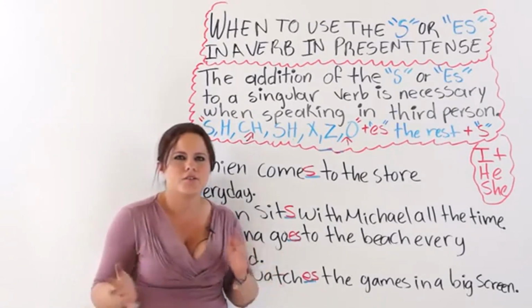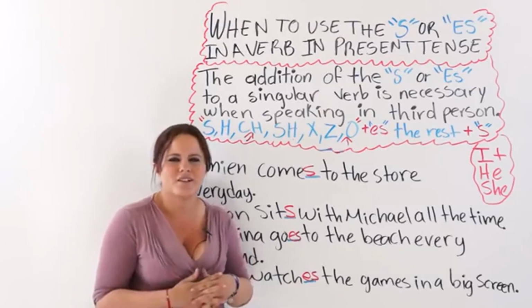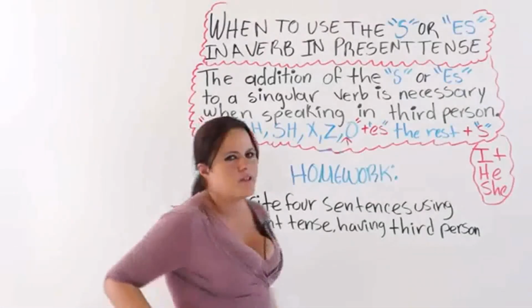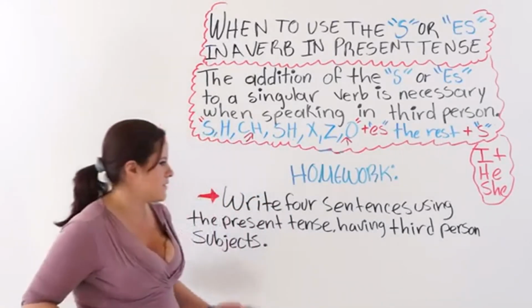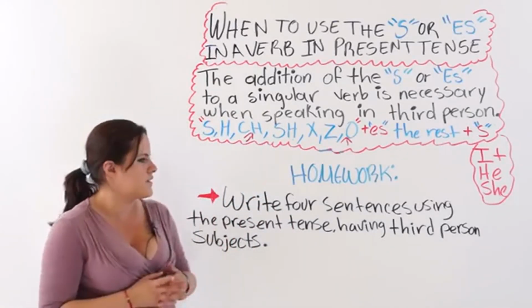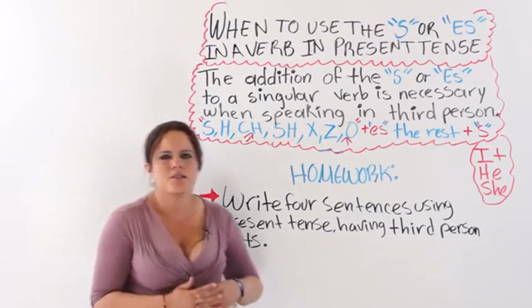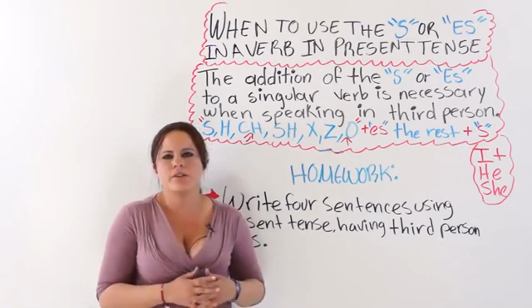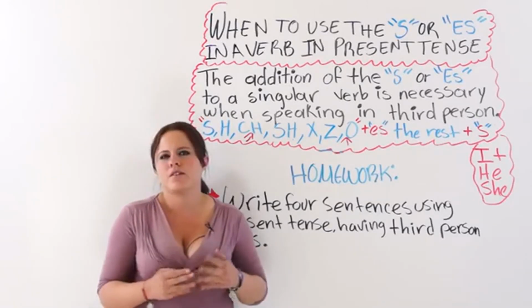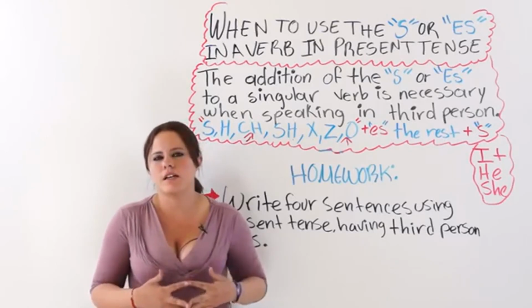Next, I will leave you some homework so that you can keep practicing at home. For homework, write 4 sentences using the present tense having third person subjects. Now, you know that when you have third person subjects, you must add an s or an es at the end of each verb.